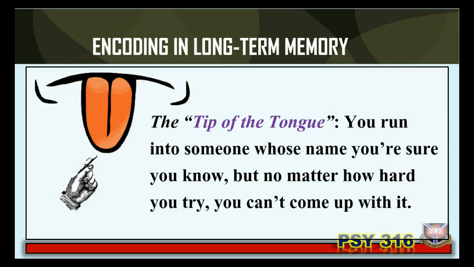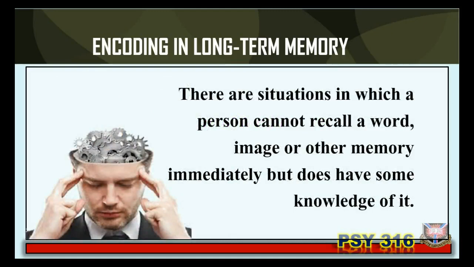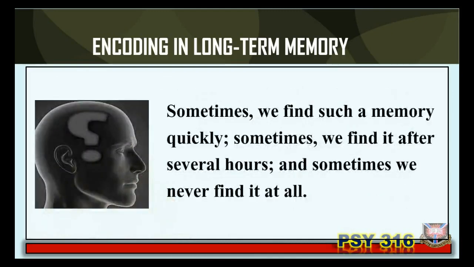Sequences like this go on in our heads all the time. They are called tip of the tongue states. There are situations in which a person cannot recall a word, image, or other memory immediately, but does have some knowledge of it. Sometimes we find such a memory quickly. Sometimes we find it after several hours, and sometimes we never find it at all.